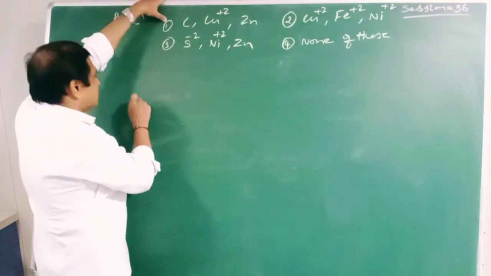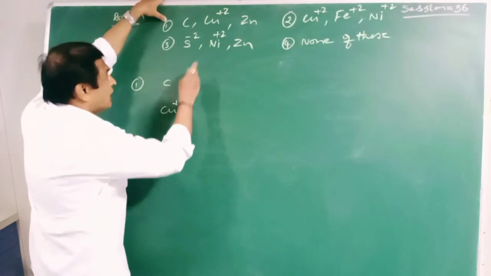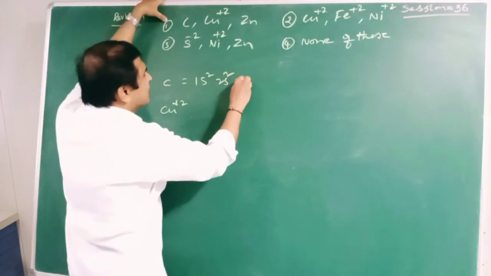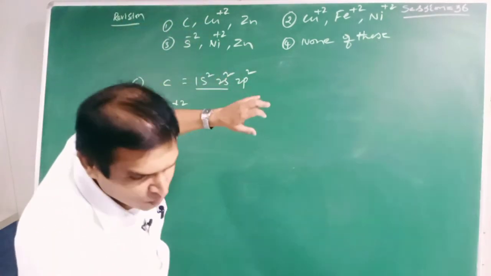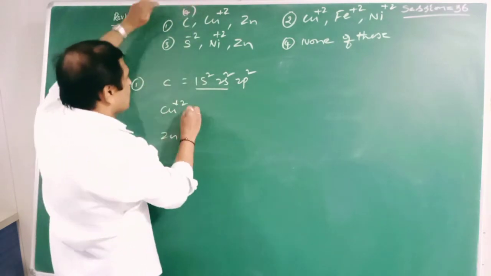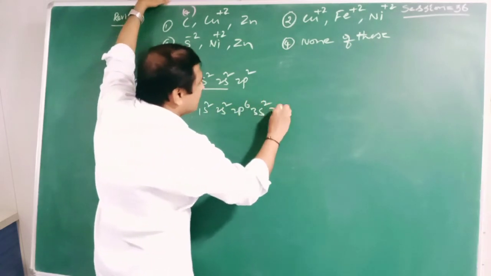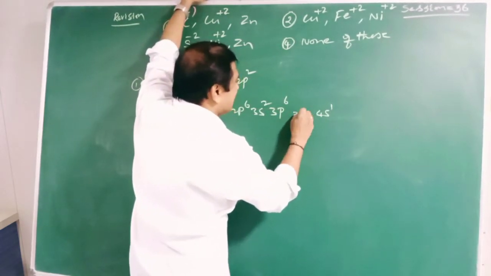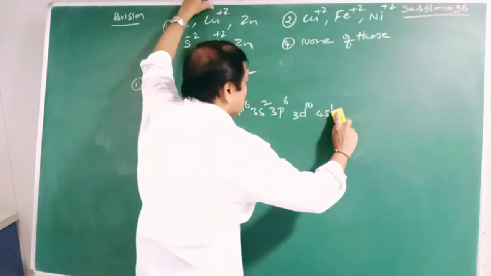First option: carbon, copper plus 2, and Zn. Carbon electron configuration is 1s2, 2s2, 2p2, so s electrons are 4. Let us write here, s electrons 4. Copper plus 2 is 1s2, 2s2, 2p6, 3s2, 3p6, 4s1, 3d10. We know that it is plus 2, which means it loses the outermost 4s electron.